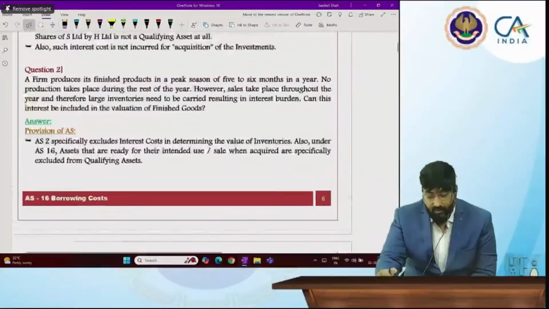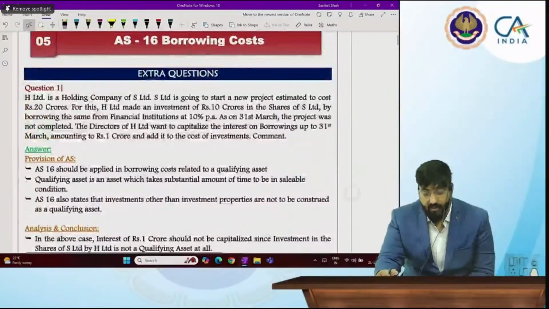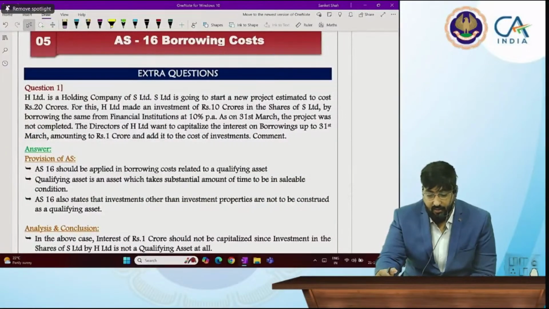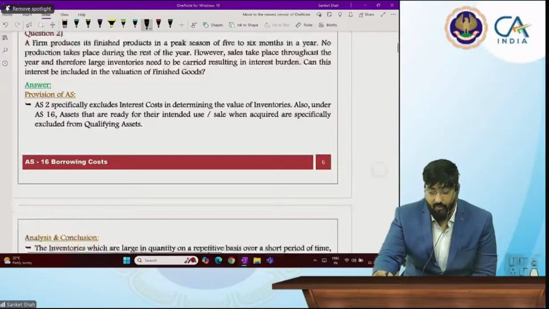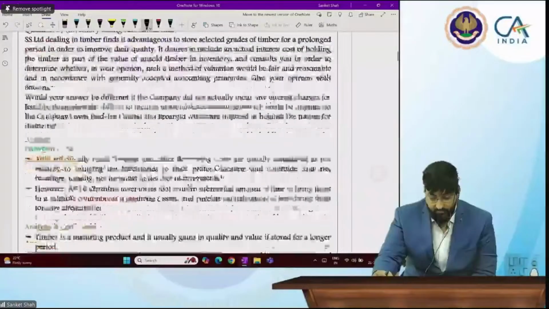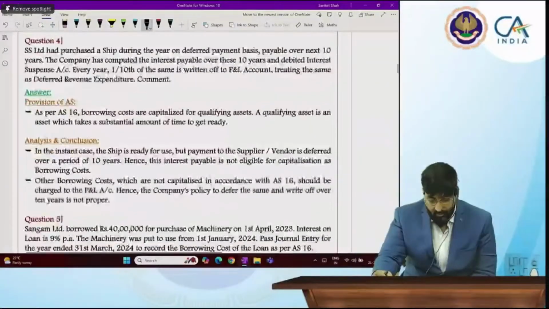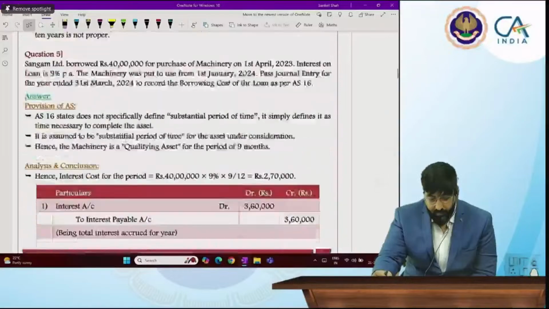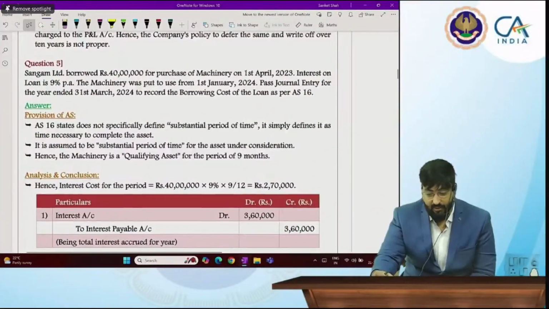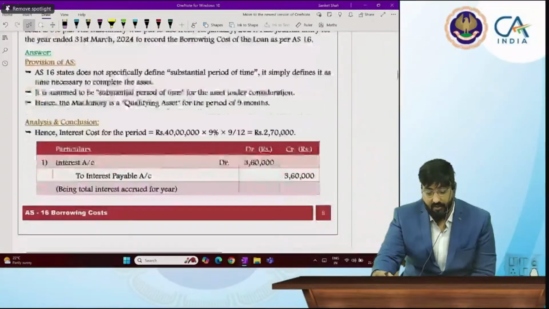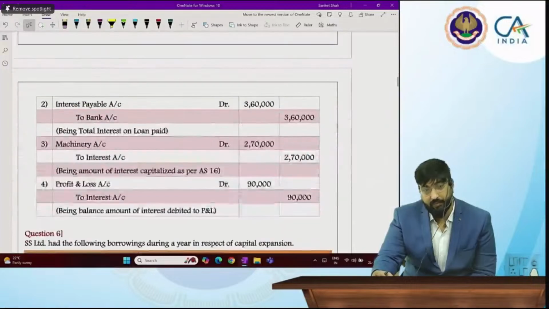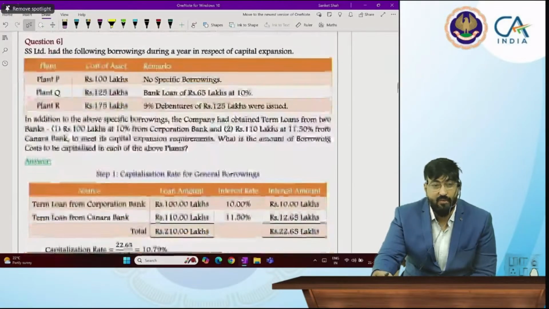Questions 1, 2, 3 are theory questions. You can read them. It is similar to our TYK question, that investment amount. Question 2 is also an inventory question. Question 3, sorry. Question 5 is an entry question. What is the entry? Interest to interest payable and interest payable to bank, and some part will be capitalized, some part will go to P&L. So you will understand the difference between capital expenditure and revenue expenditure.